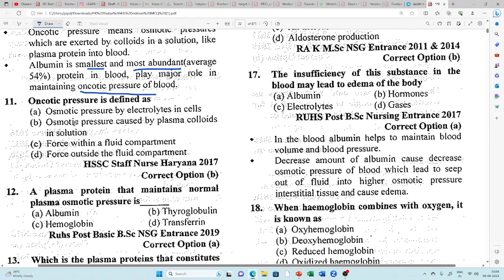Oncotic pressure means osmotic pressure, that is, the osmotic pressure caused by plasma colloids. Colloids means plasma proteins and the like. Plasma colloids maintain the osmotic pressure, and that is known as oncotic pressure.